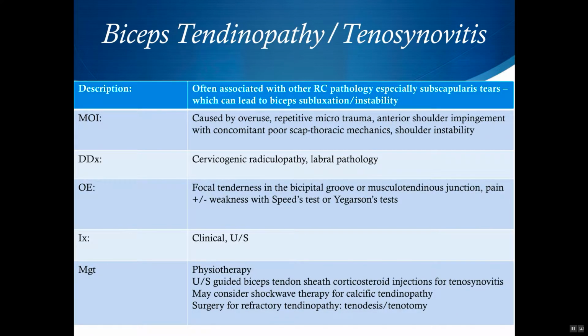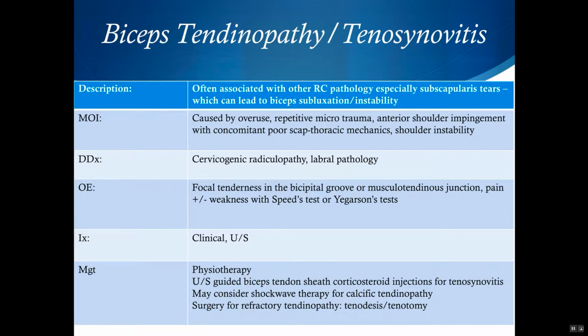Moving on to the front of the shoulder, we'll talk about biceps tendinopathy and tenosynovitis, which is a condition often associated with other rotator cuff pathology, especially subscapularis tears, which can lead to biceps instability or subluxation. Biceps tendinopathy typically is caused by overuse or repetitive microtrauma, or you can see it in cases of anterior shoulder impingement, which can occur with concomitant poor scapulothoracic mechanics or shoulder instability.